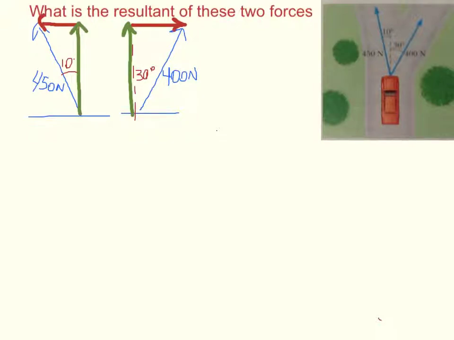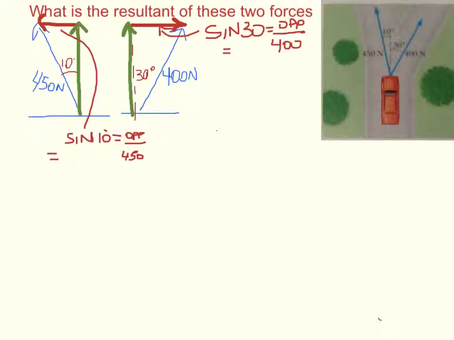Okay, I've drawn in some component vectors. As you see here, the green components are the ones representing the forward portion of the pull, and these two red ones here are representing the sideways components of the pull. So for the one on the right here, I've got sine 30 equals opposite over 400 to find the red side. When I multiply both sides by 400 to solve for opposite, I get opposite side is 200.